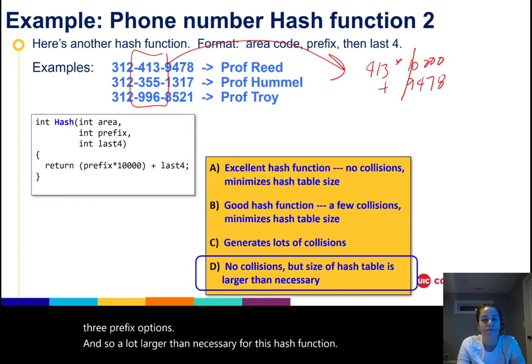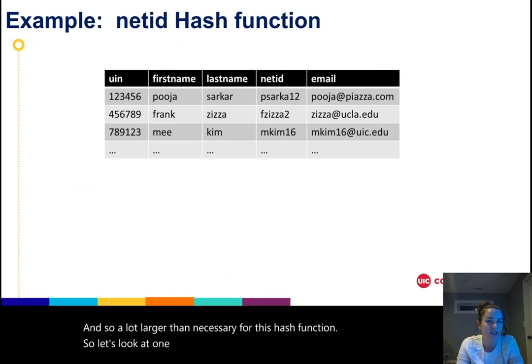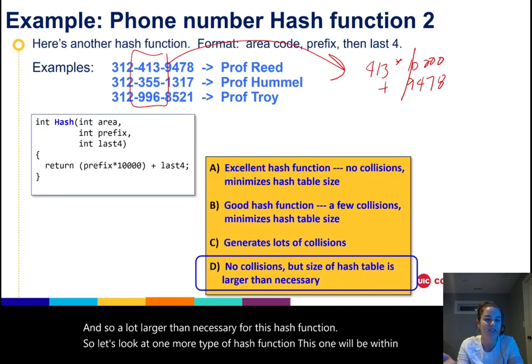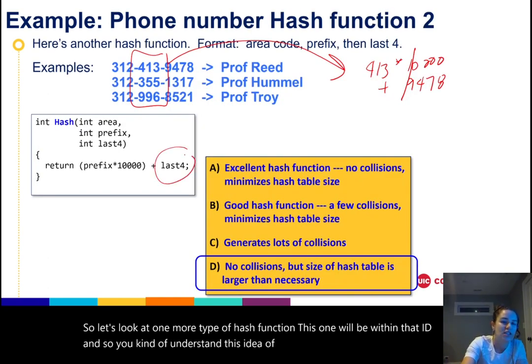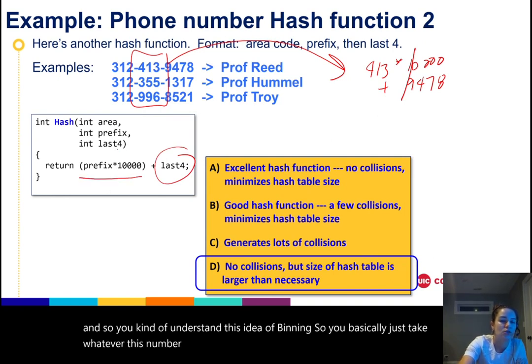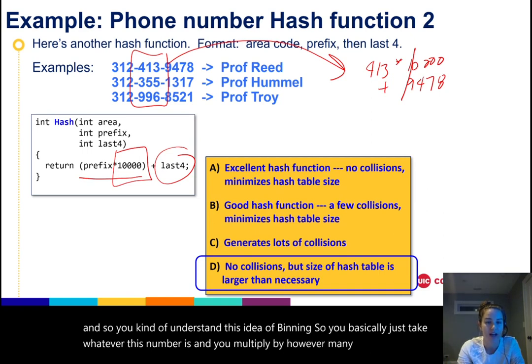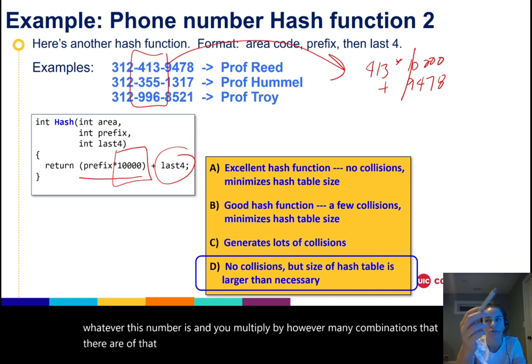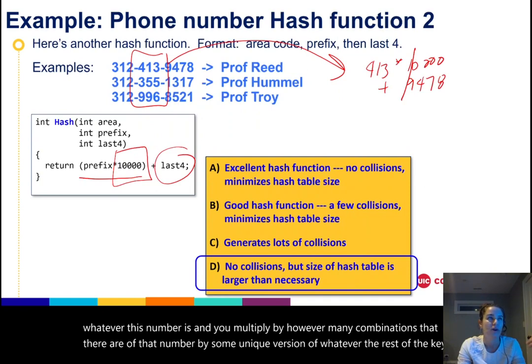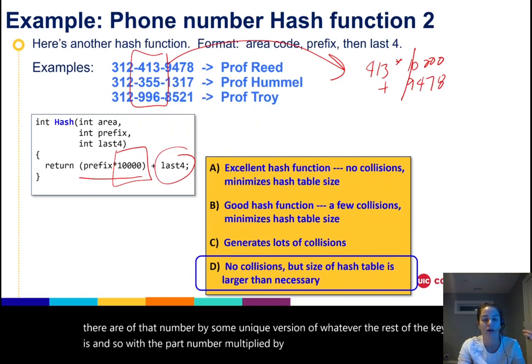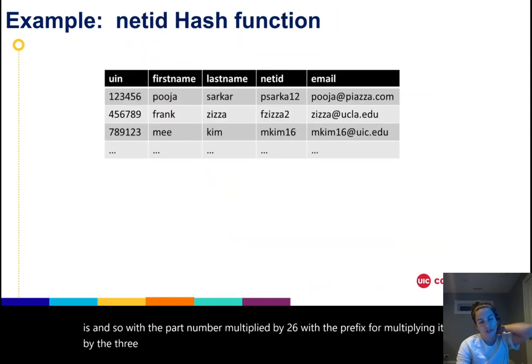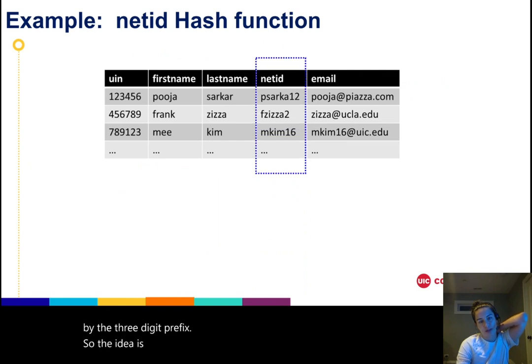So let's look at one more type of hash function. This one will be with a net ID. And so you kind of understand this idea of binning. So you basically just take whatever this number is and you multiply by however many combinations that there are of that number by some unique version of whatever the rest of the key is. And so with the part numbers, we're multiplying it by 26. With the prefix, we're multiplying it by the 3-digit prefix. So the idea is that you can do the same thing with anything.